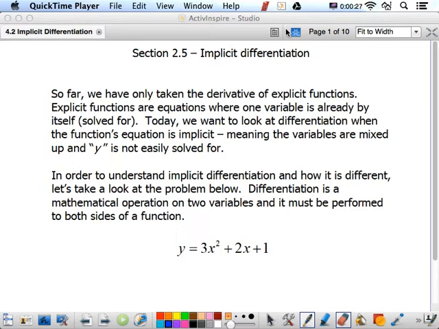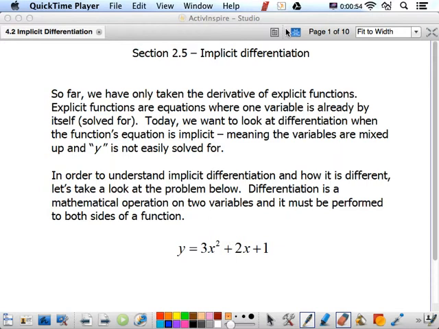So today we want to look at differentiation when the function's equation is implicit, meaning the variables are mixed up and the dependent variable isn't solved for. In order to understand implicit differentiation and how it's different, I want to talk to you about y equals 3x squared plus 2x plus 1. That is an explicit function. One variable is already solved for by itself.